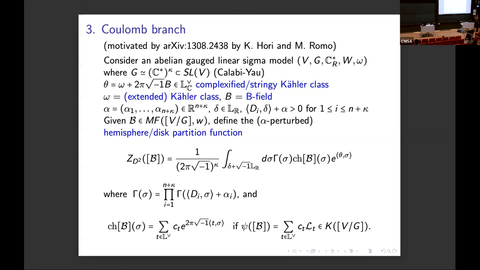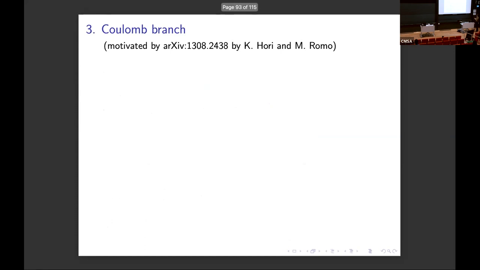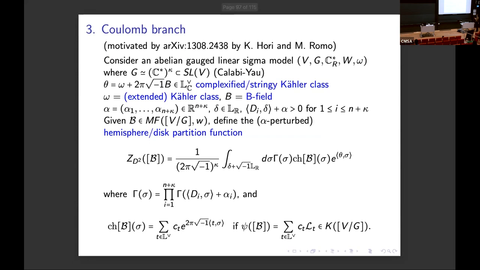Here sigma is the complex coordinate on the complex Lie algebra. Basically this CHB is also a function of sigma, but it only depends on the K theory class. So if you forget about the map, we can write this as a sum of line bundles on V quotient by G, which are just G characters. Then this is explicitly given by this. So this integral is very explicit, and this is the Coulomb branch.